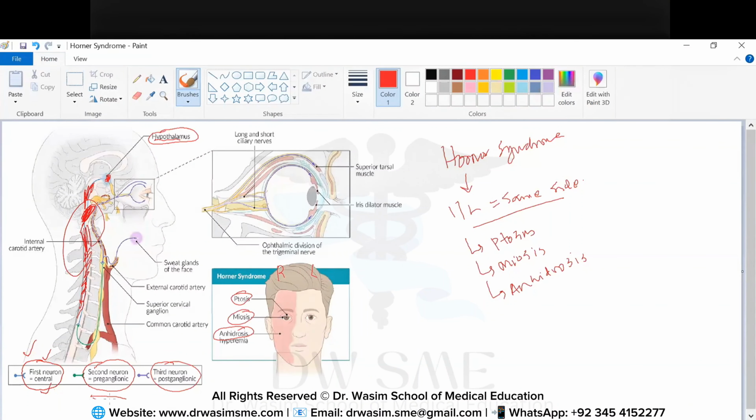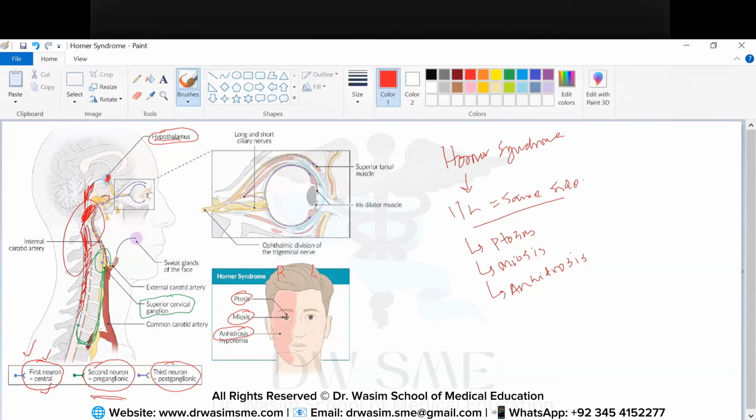Now let's come to the second neuron or the preganglionic. Why are they called preganglionic? Because these fibers, the green ones, are coming to this ganglia, and this ganglia is called the superior cervical ganglia. As these fibers are before the ganglia, that's why they are called preganglionic fibers. Now, what are the possibilities that may cause a lesion of these preganglionic fibers and cause Horner syndrome?